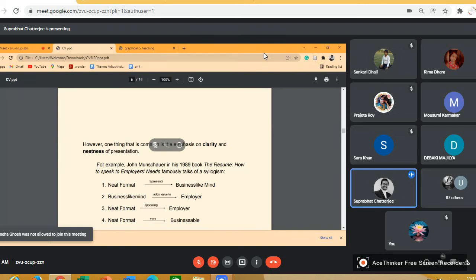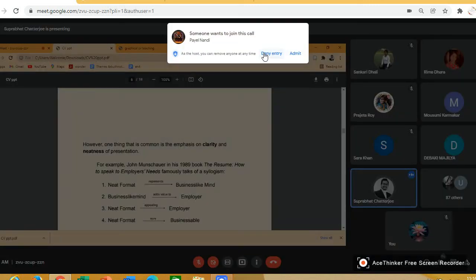ঠিক আছে, ক্ল্যারিটি এবং নিটনেস, এই দুটো হচ্ছে প্রধান, মানে প্রথম ক্রাইটেরিয়া, প্রধান বলবো না কিন্তু ভেরি ইম্পর্টেন্ট, এক্সট্রিমলি ইম্পর্টেন্ট, how presentable your CV looks, and it should be very clear, very neat, right?